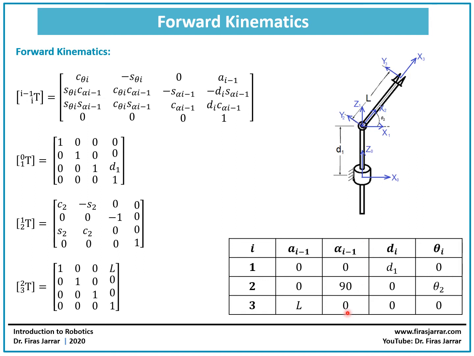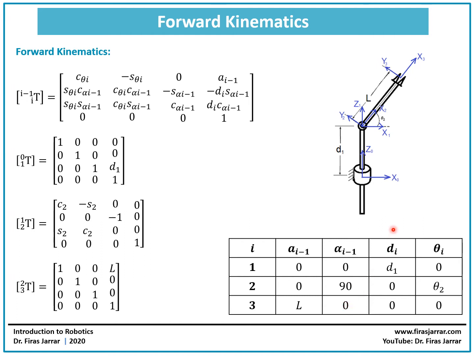Then finally, we're going to look at alpha 2. Alpha 2 is about X2 between Z2 and Z3. Z2 and Z3, both of them are pointing out of the page. They remain like that, so the angle between them is going to be 0.